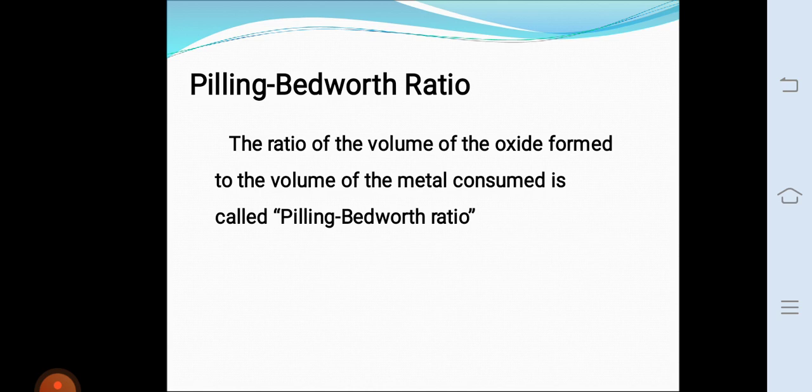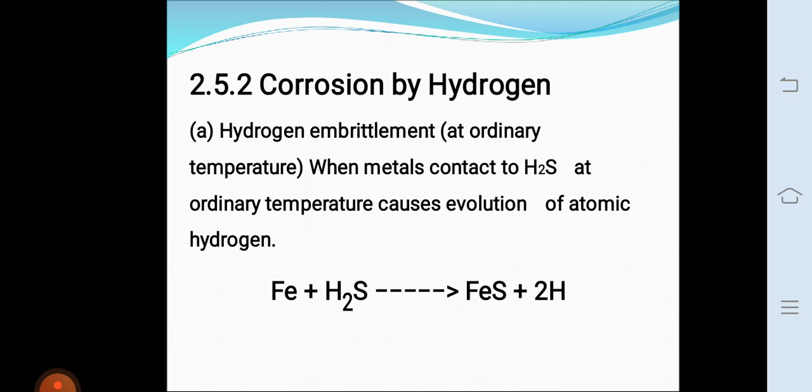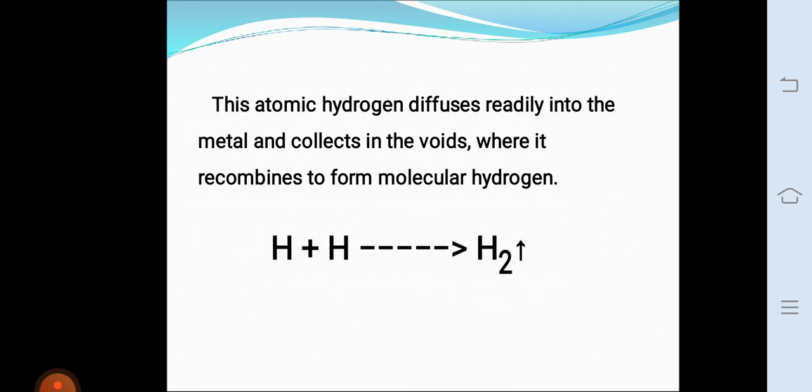Corrosion by hydrogen. Hydrogen embrittlement at ordinary temperature. When metals contact H2S at ordinary temperature, it causes evolution of atomic hydrogen. So Fe plus H2S forms FeS plus 2H. This atomic hydrogen diffuses readily into the metal and collects in the voids where it recombines to form molecular hydrogen. Collection of this hydrogen gas in the voids develops very high pressure, which causes cracks and blisters on the metal. Thus, the formation of cracks and blisters on the metal surface due to high pressure of hydrogen gas is called hydrogen embrittlement.